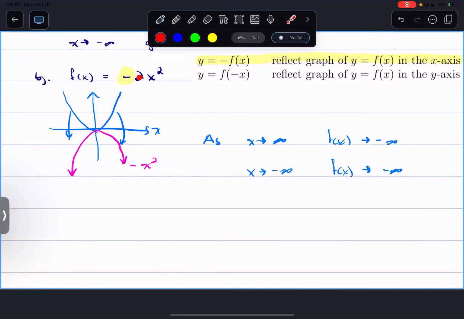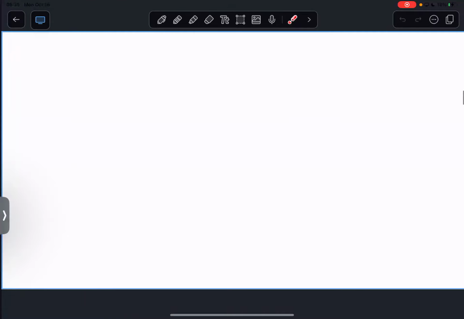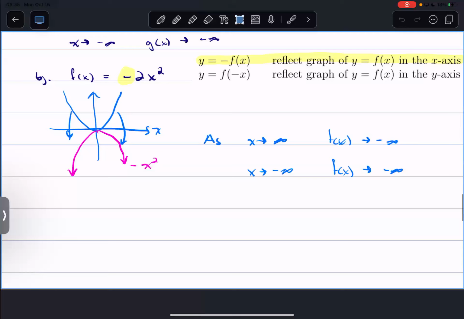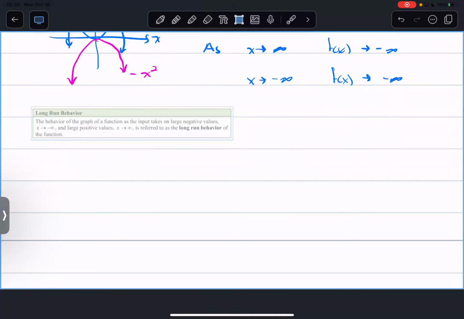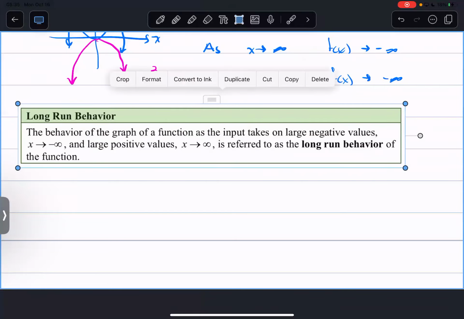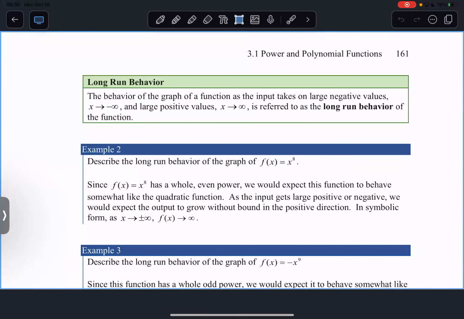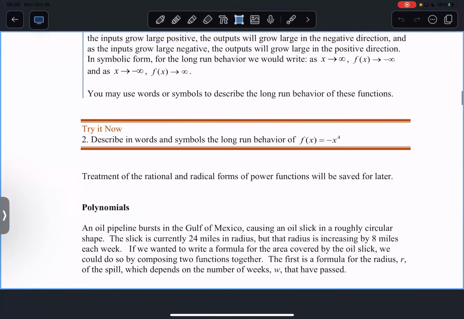What if we had more than one power term? Uh-oh. Now, what are we talking about? We're talking about polynomials. Oh, here's a little. I'll grab this just for funsies. Bring it in there. Oh, we already talked about it. I guess I should have brought it in earlier. But I think the term long run behavior is relatively obvious. It's how it behaves in the long run.